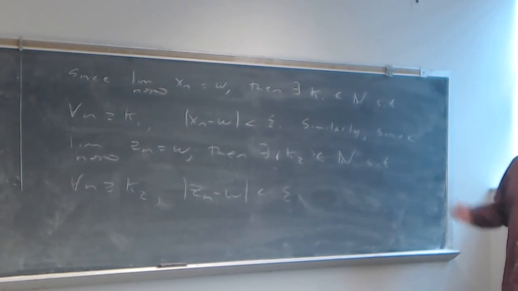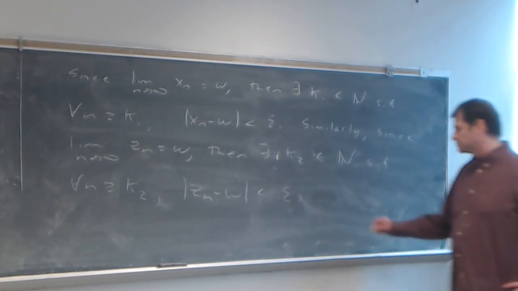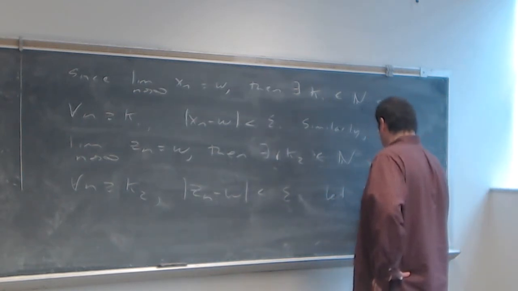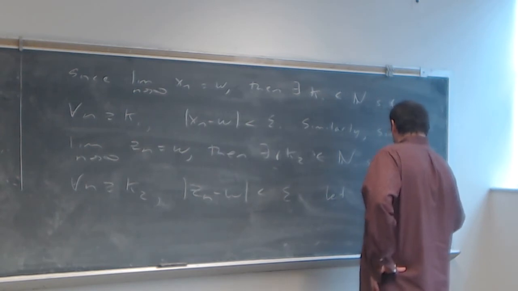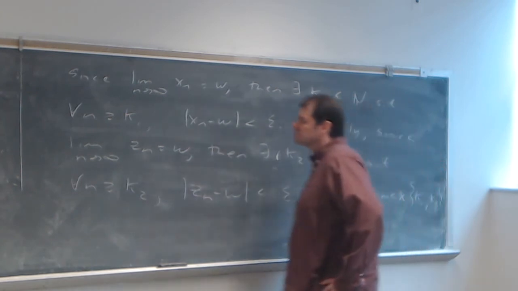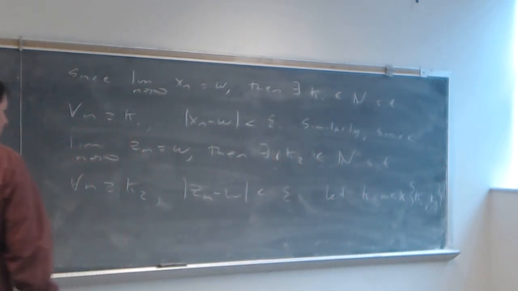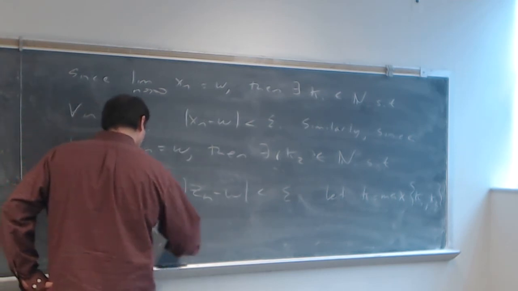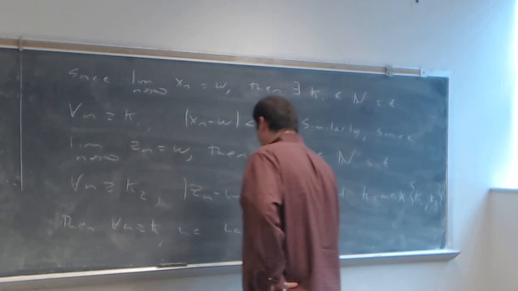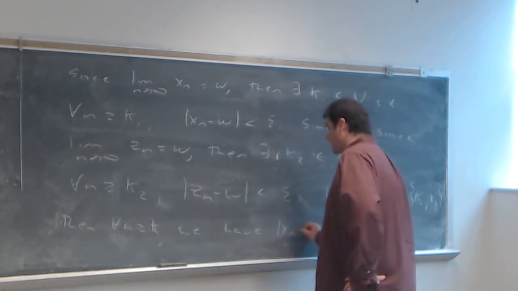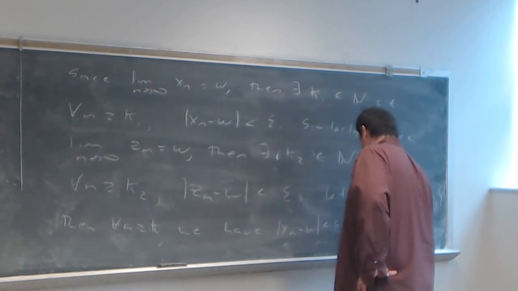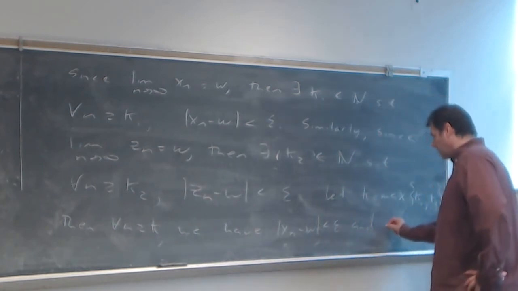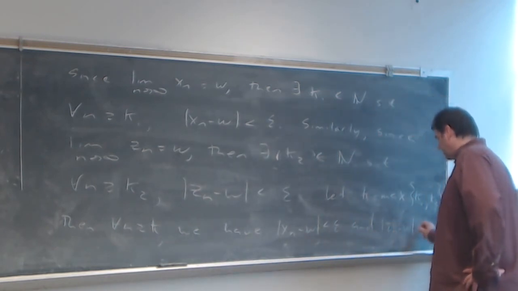Well, maybe having both of these things happening would be a good thing. For both of them to happen, what am I going to do? Let k equal the max. All right, so let k equal the max of k sub 1 and k sub 2. Then, for all n bigger than or equal to k, we have two things. We have the absolute value of x sub n minus w is less than epsilon, and the absolute value of z sub n minus w is less than epsilon.